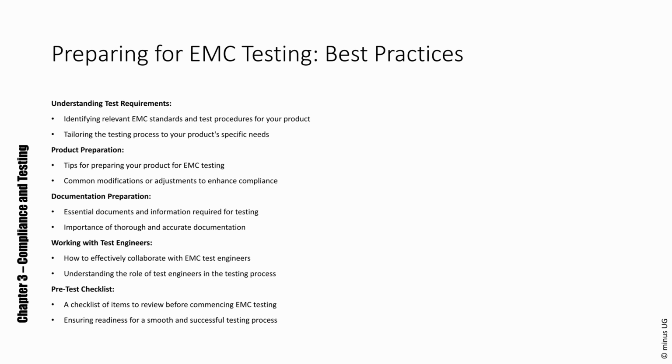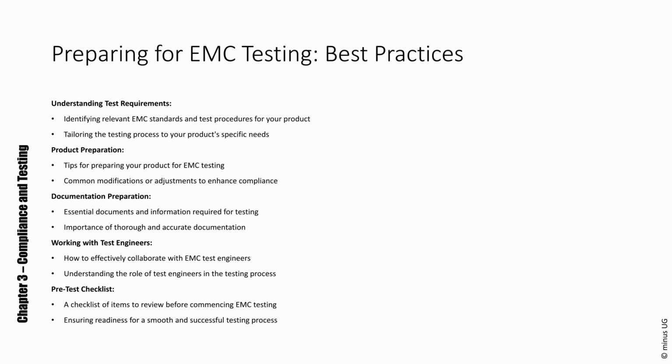Product preparation. Preparing your product for EMC testing involves several key steps. Ensure the product is in its final design form, as changes after testing could affect compliance. Check for and address any known sources of electromagnetic interference within the product. Consider common modifications or adjustments that might enhance EMC compliance, such as adding shielding or filters. Ensure the product is functioning correctly, as operational issues can affect EMC testing outcomes.